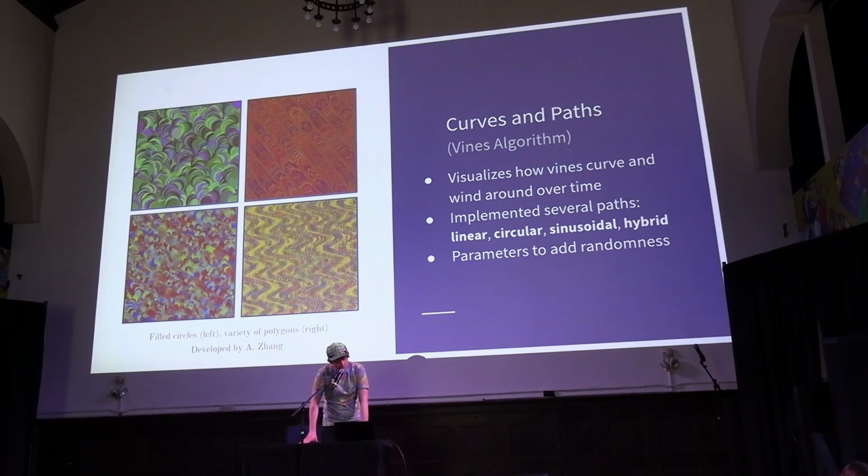Here is another algorithm developed by my student Alyssa. Alyssa learned about curves and paths and how to model different curve functions. Her algorithm was called vines, and she wanted to replicate vines and other organic plant life, how it moves and curves over time as it grows. And she created linear, cyclical, sinusoidal, and some various hybrid curve patterns.